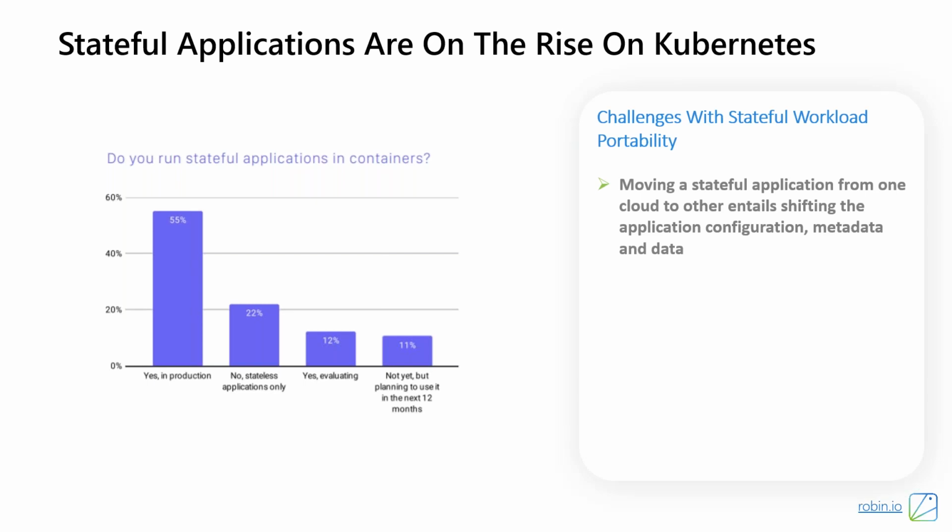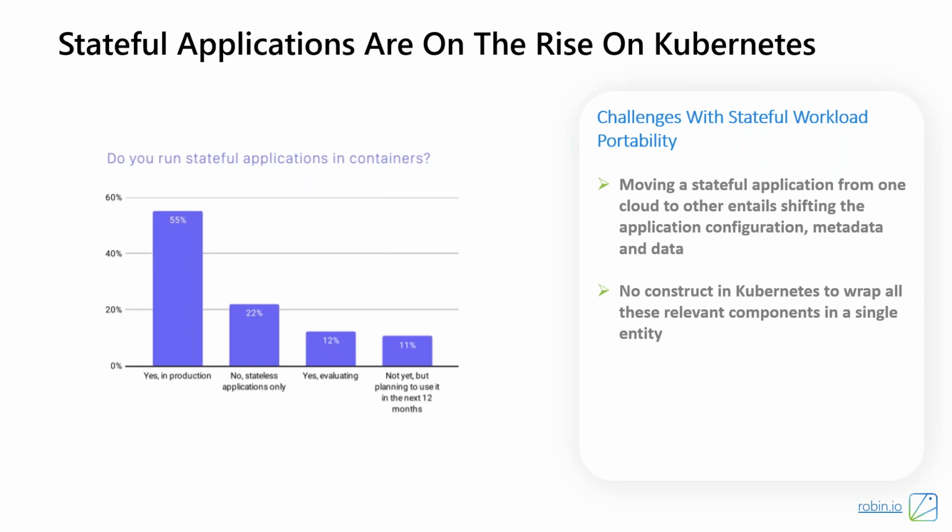The first challenge is moving the stateful application from one cloud to another is not simply taking a YAML file and applying to a Kubernetes cluster sitting in the other cloud. It actually entails shifting the application configuration, metadata, and data, right? All of the 3 things together in a consistent state to make sure that the application is correctly ported over. And data, needless to say, is a critical component here, right? You can't leave behind your data. Otherwise, moving a stateful application without data doesn't make sense.